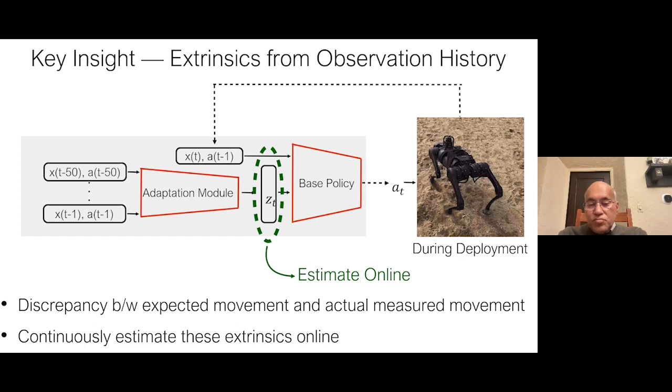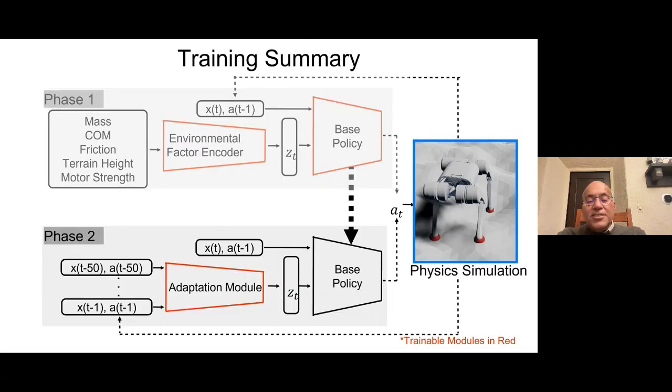So the goal now is that this adaptation module somehow has to take the last 1 second of history and use that to estimate z sub t. And I'm asserting that there is this information in your past history. But how am I going to train the adaptation module? That's what is shown here in this phase two. So phase one, I train in simulation. In phase two, I'm going to train this adaptation module. I'm going to fix my policy and train this adaptation module. But how can I do that? Next slide.